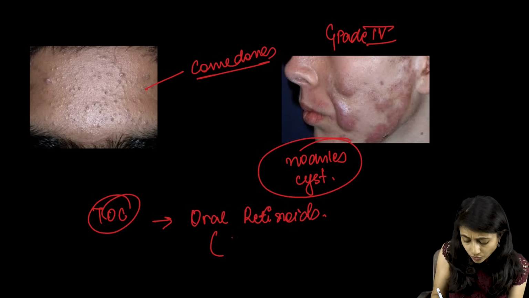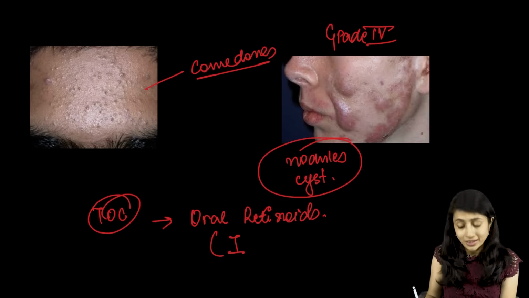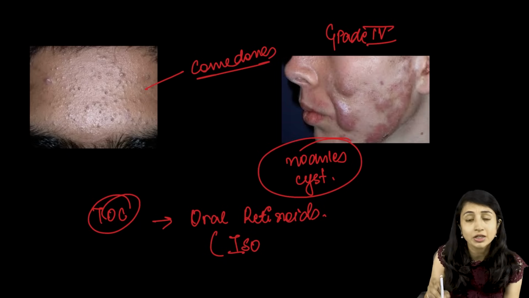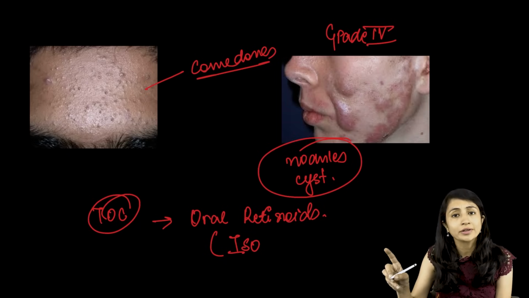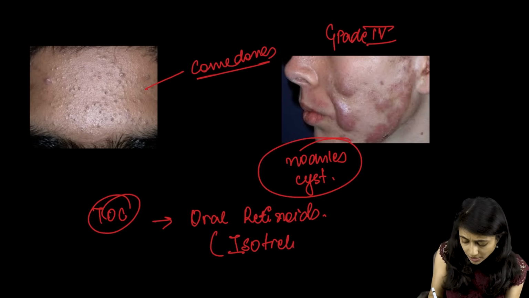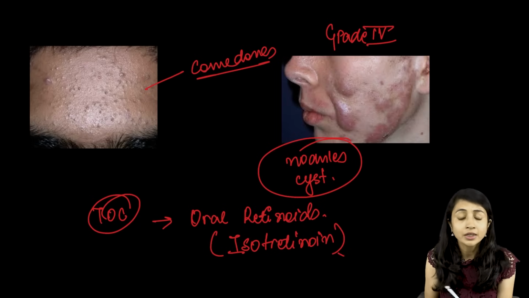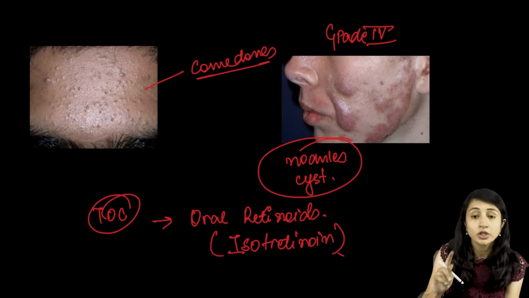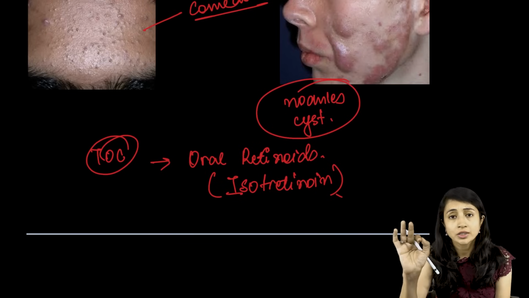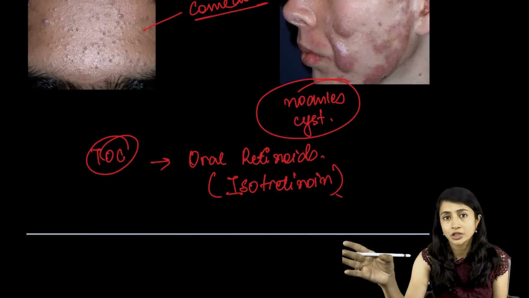Oral retinoids, which one? They can also give you isotretinoin or acitretin. Please don't mark acitretin. Acitretin is an oral retinoid used in psoriasis. Isotretinoin is the oral retinoid that I use in acne, right? Then related to isotretinoin, you can be asked, they can give you a female in childbearing age group.